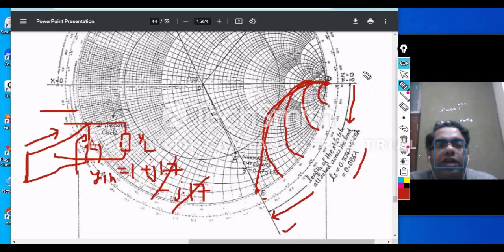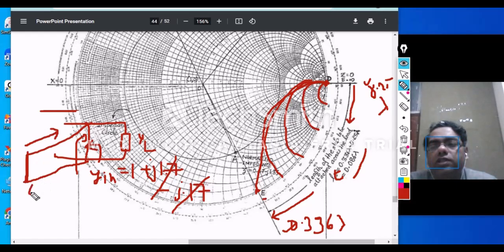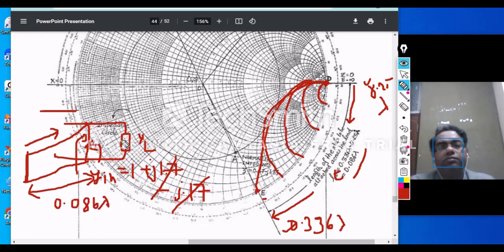This distance is 0.086. You subtract this value and this value in wavelength: 0.336 lambda minus 0.25 lambda. So here it is 0.336 lambda, and this point is 0.25 lambda. So this difference is 0.086 lambda. So this is actually Lt. This distance, 0.086 lambda, is the length of the stub. So that is how we found out both the distance and the length.